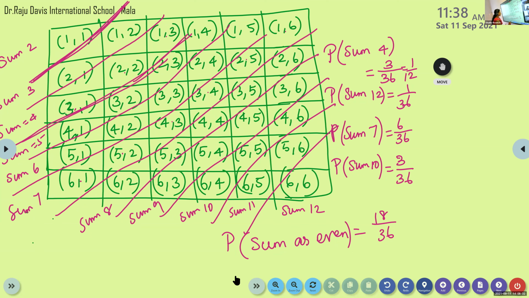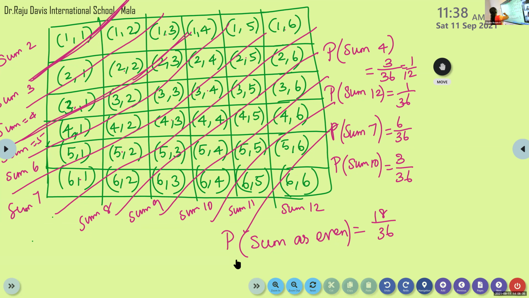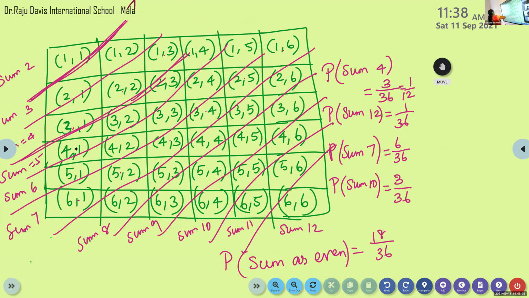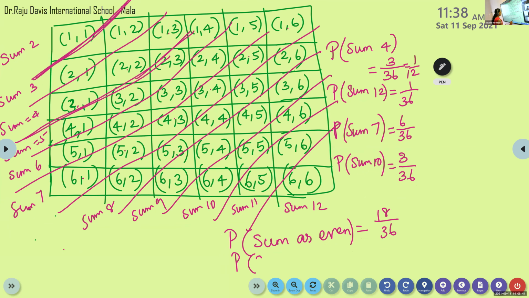Now, what is the probability of getting sum as a multiple of 5? When you throw 2 dice, what is the probability of getting the sum as a multiple of 5? Multiple of 5 means only 2 cases you have to consider here, isn't it? Which are the 2 cases? 5 and 10. So what is the answer?